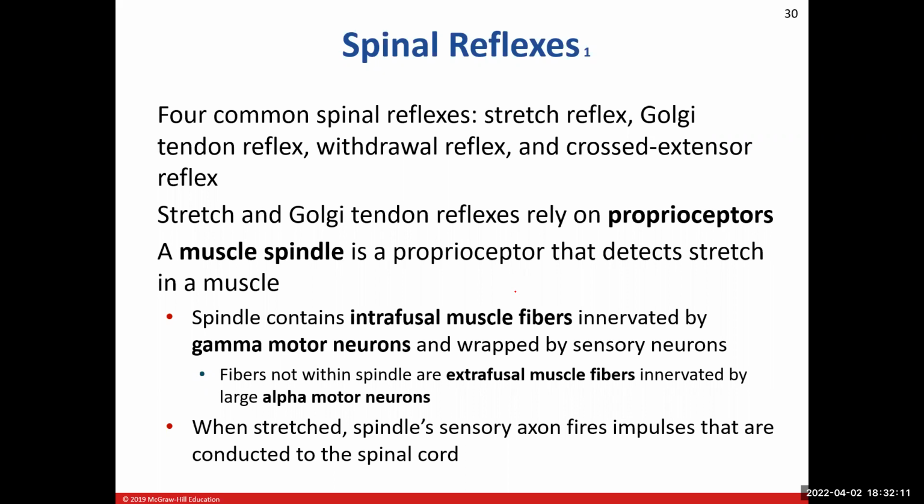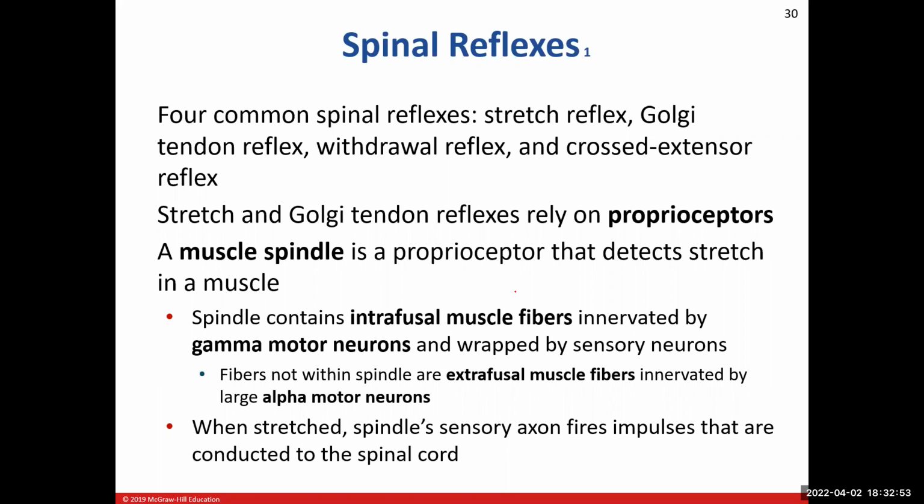So our first spinal reflex is going to involve a muscle spindle. And the muscle spindle is the name of the proprioceptor that is going to detect the amount of stretch that's occurring in our muscle. I'm going to flip back and forth between this slide and another slide so you can see the different parts of our muscle spindle. But let's talk about what the muscle spindle actually contains. The muscle spindle is going to contain these intrafusal muscle fibers, and those intrafusal muscle fibers are going to be innervated, that means controlled, by our gamma motor neurons.